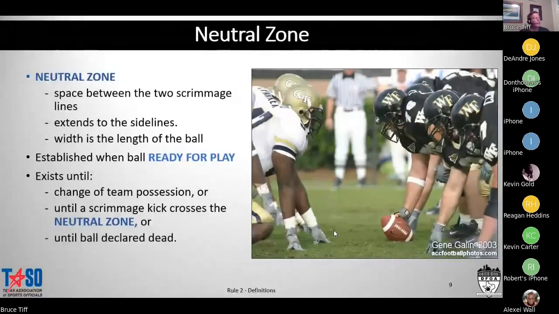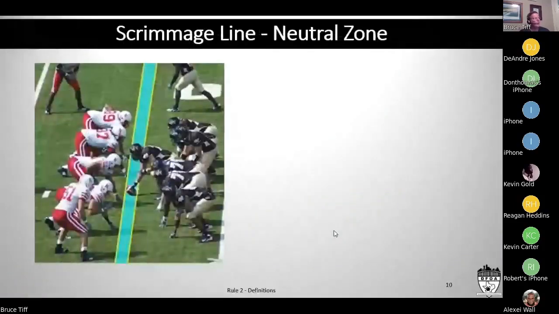So what does that look like? I've kind of drawn it here. You're not exactly seeing where the referee has put the ball down and made it ready for play, but let's assume where that's at and where the center has it. He's left it there. This is what it would look like if you were to shade it in. So that neutral zone is the width of that football going from sideline to sideline.